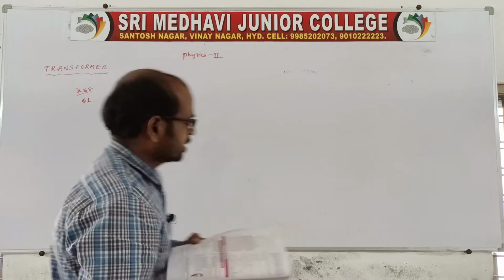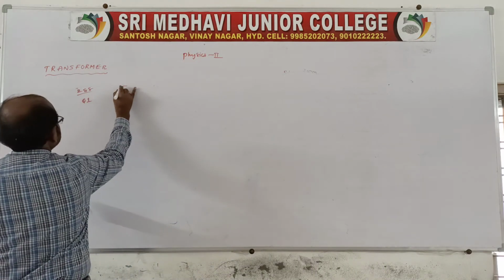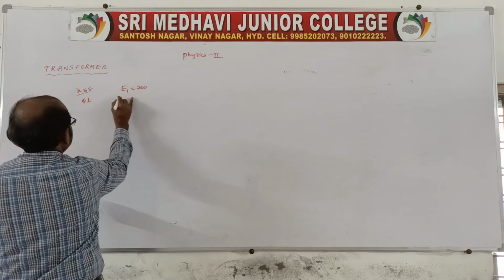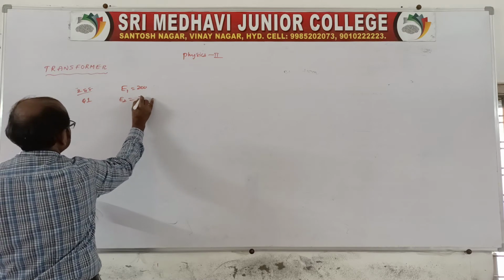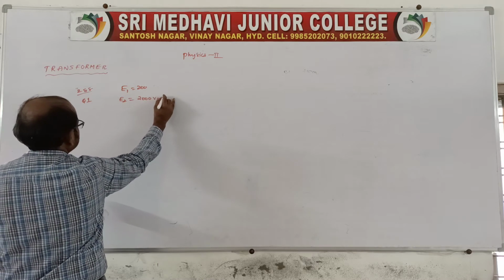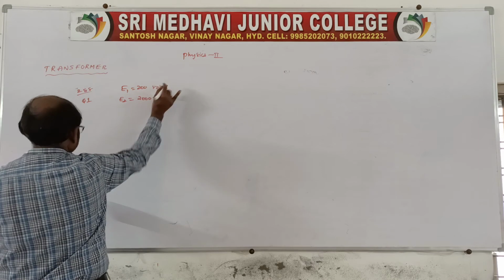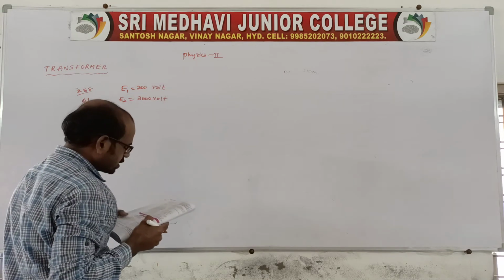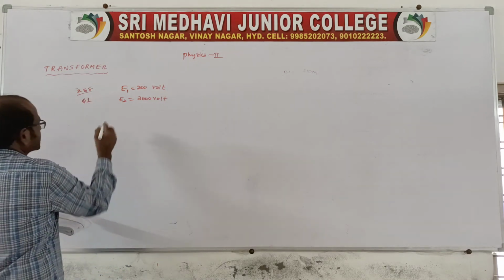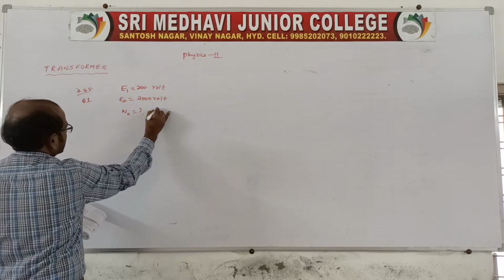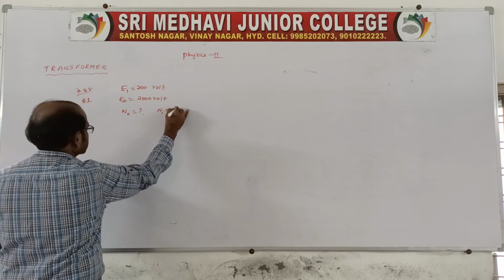So there will be an input EMF given. E1 is equal to 200, and E2 is given as 2000, right? It is volt and it is also volt. Calculate the number of turns in the secondary. See, N2 is asking, N1 is given as 10 turns.